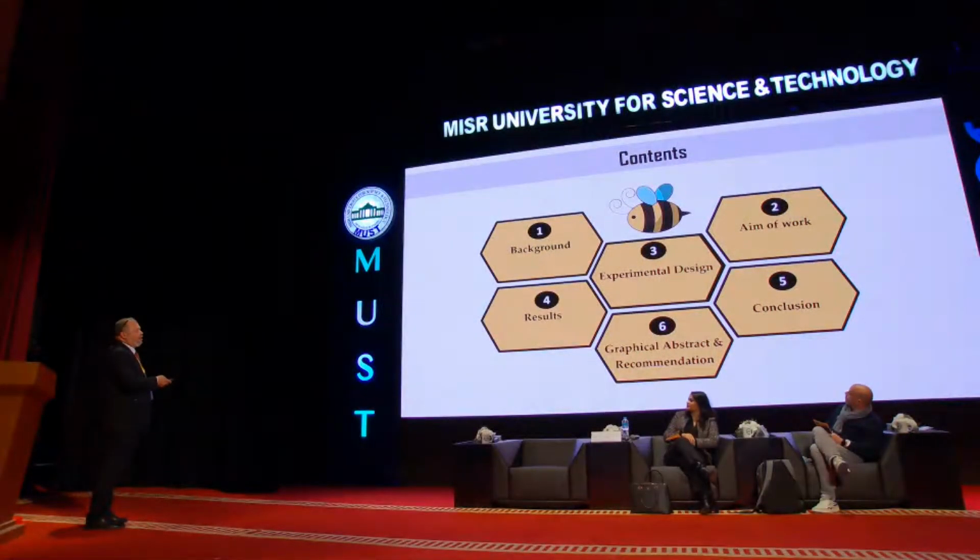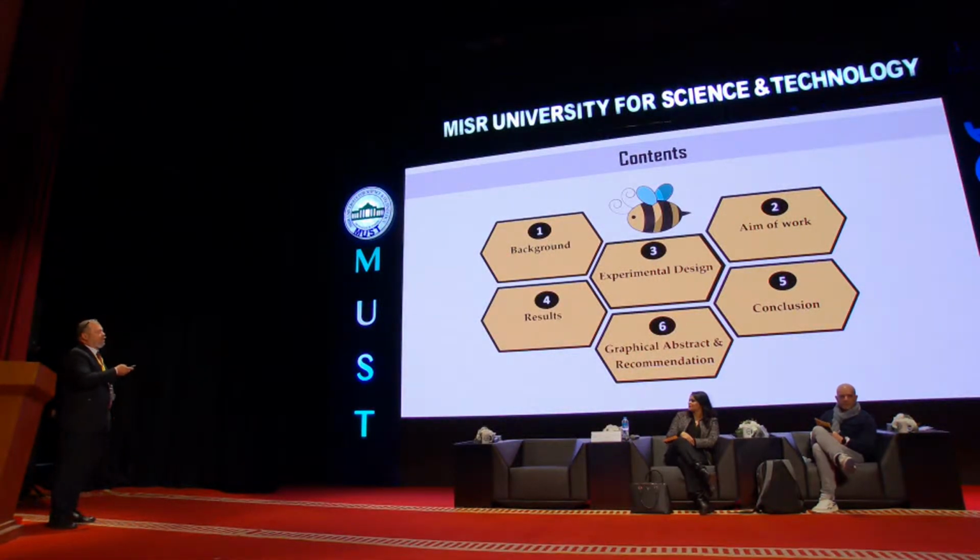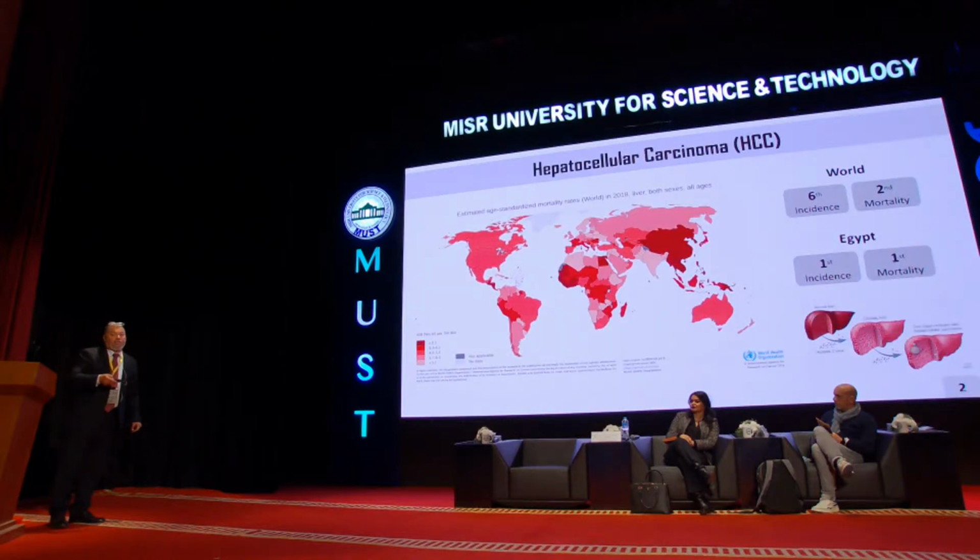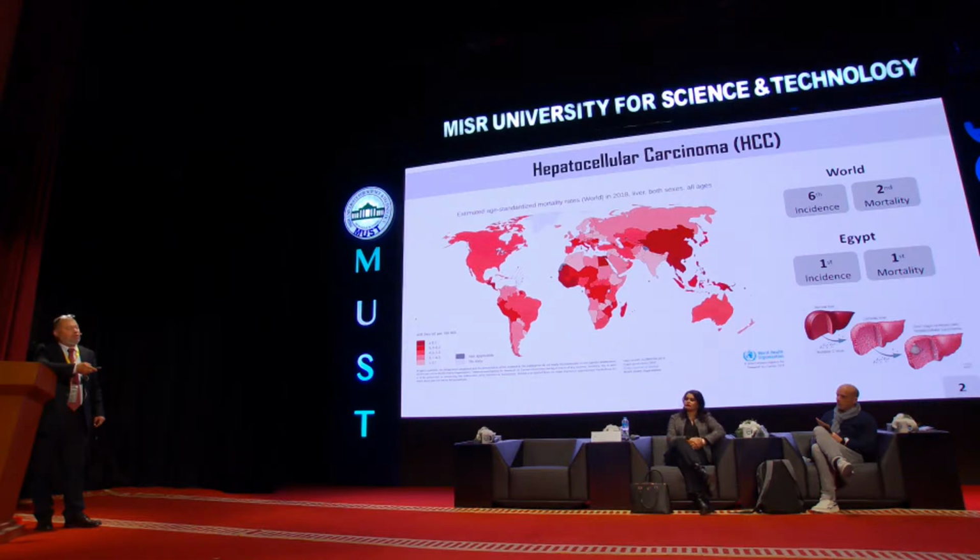Here's the content of my research proposal: background and aim of work, experimental design, results, conclusion, graphical abstract, and recommendation. As you know, hepatocarcinoma is ranked as the sixth type of malignancy all over the world and the second cancer-associated death. But in Egypt, we consider hepatocarcinoma to be the first type of malignancy and the first type responsible for deaths.